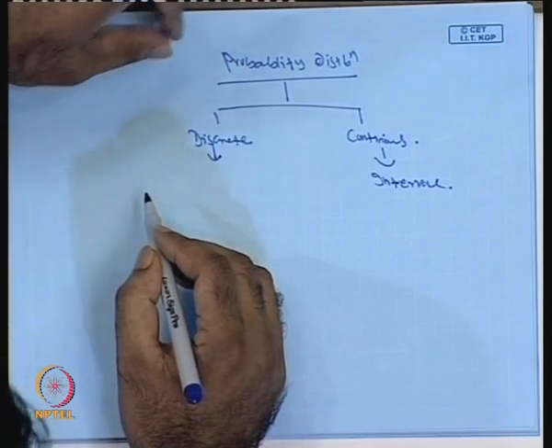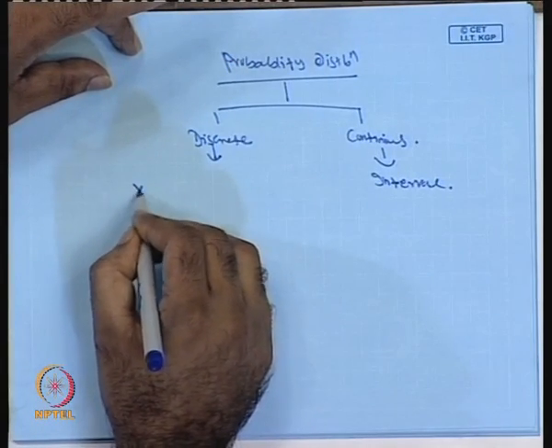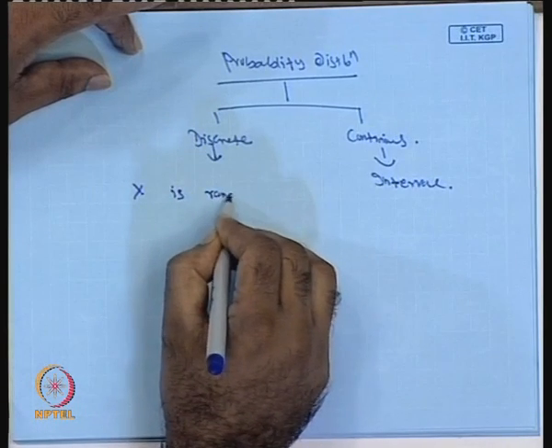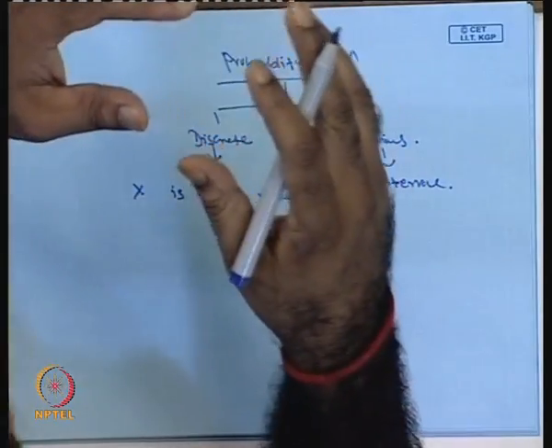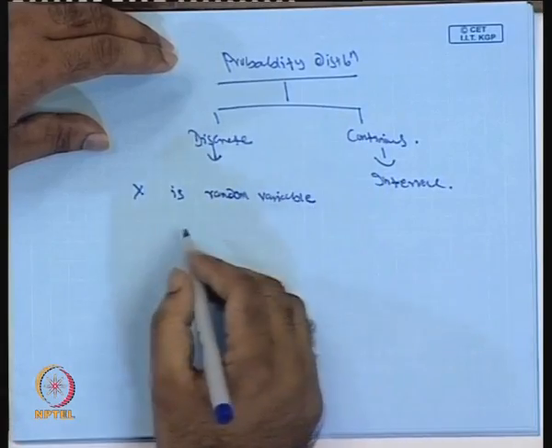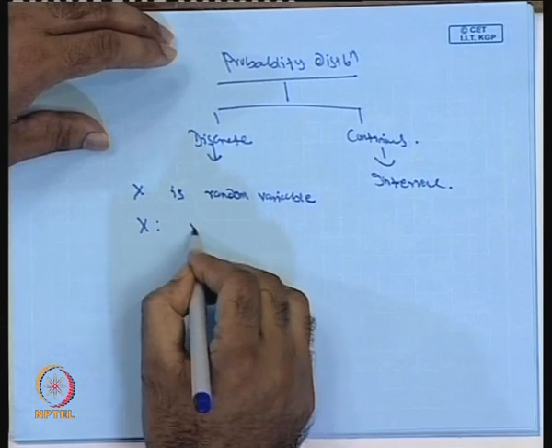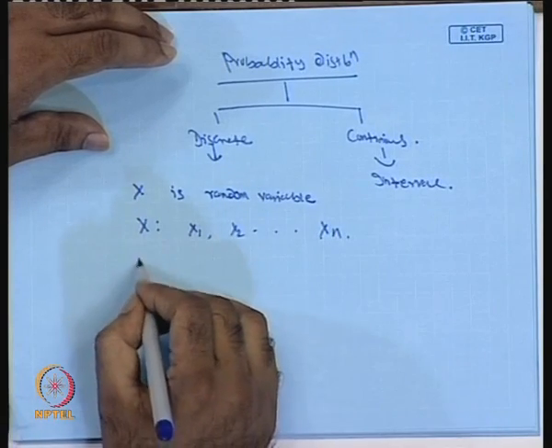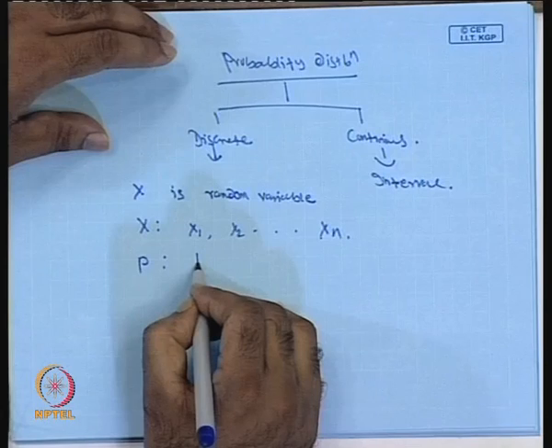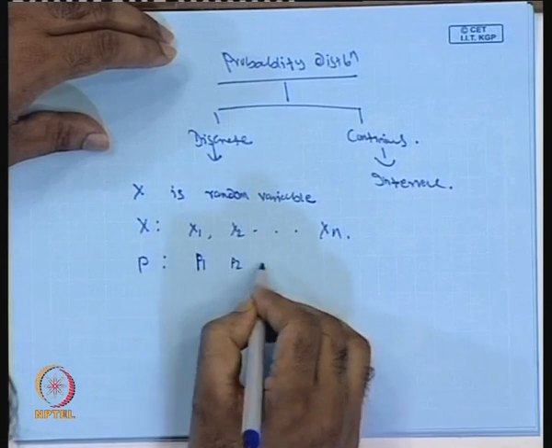Now, to analyze the probability distribution, we assume that X is a random variable. That means its outcome completely depends on chance. It is obtained through an experiment only. This is why it is called a random variable. X consists of x1, x2 up to xn, and the corresponding probabilities are p1, p2 up to pn.